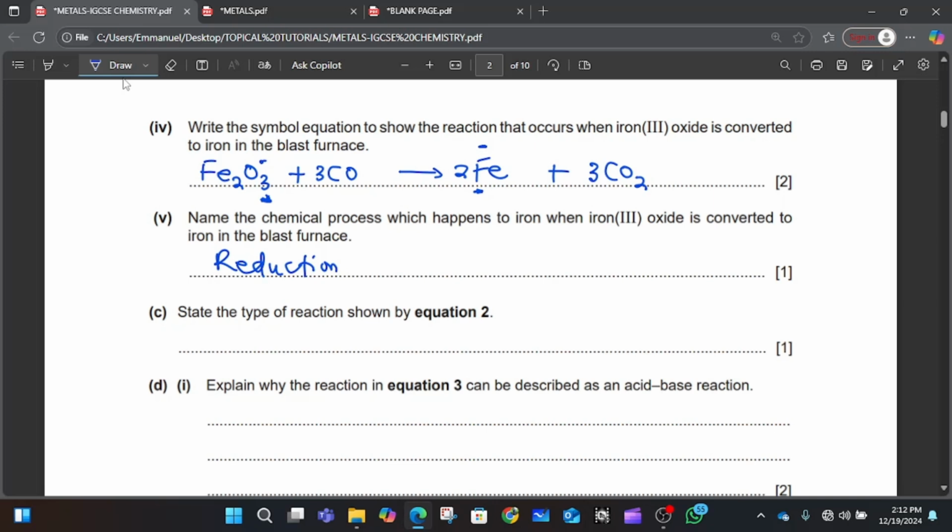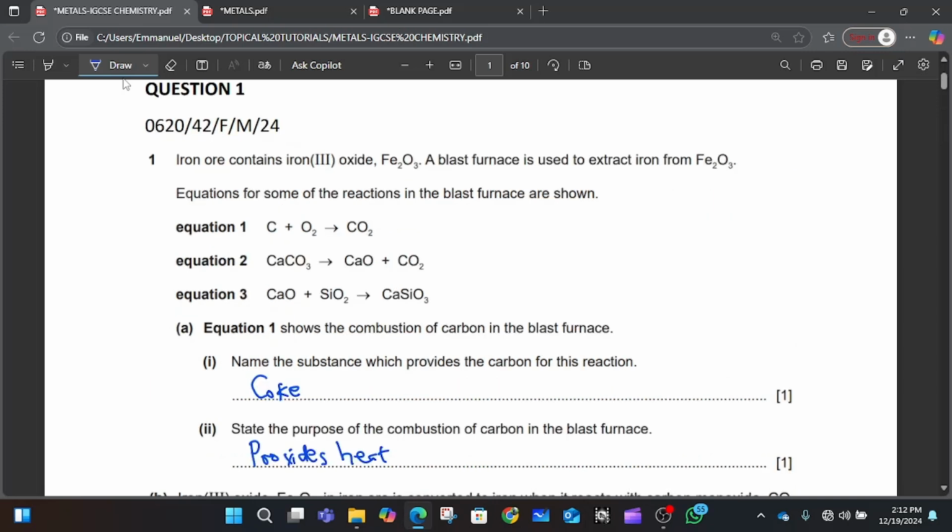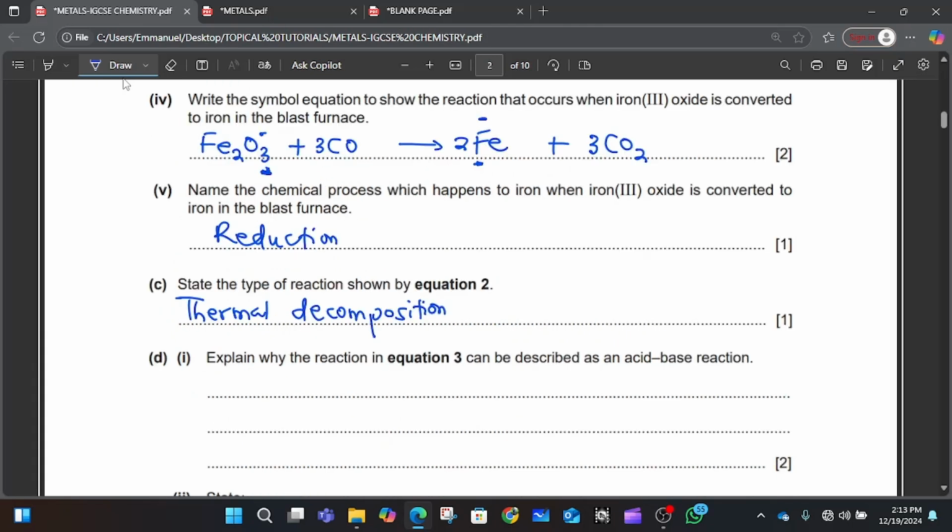C. State the type of reaction shown by equation 2. This is equation 2. Equation 2 is actually thermal decomposition of calcium carbonate, because calcium carbonate or limestone was broken down using heat to produce calcium oxide and carbon dioxide.